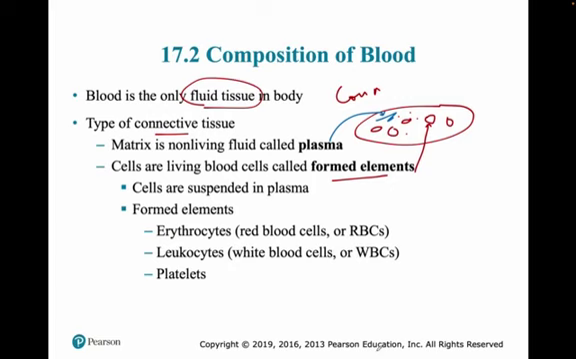There are three types of formed elements or cells that blood has. First of all, red blood cells or RBC, or erythrocyte. Again, cyte means cell. Leukocytes or white blood cells or WBCs, and then platelets. Three types: RBC or erythrocytes, WBC, and platelets.